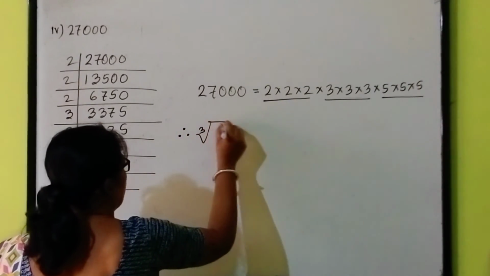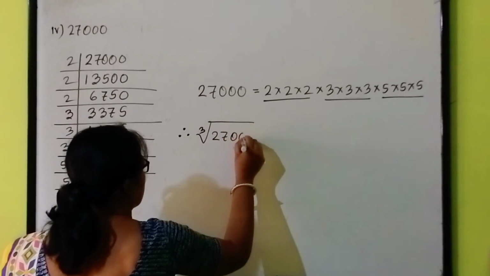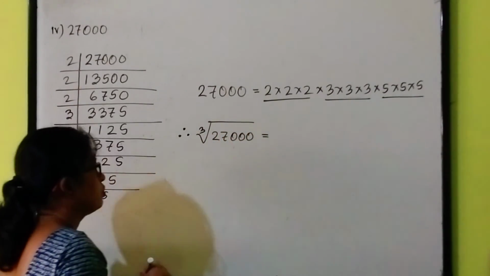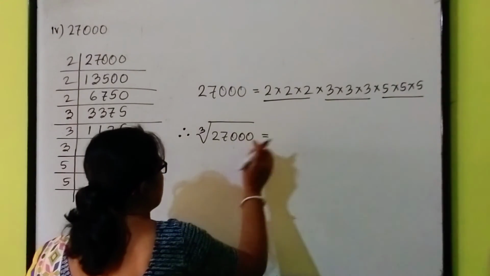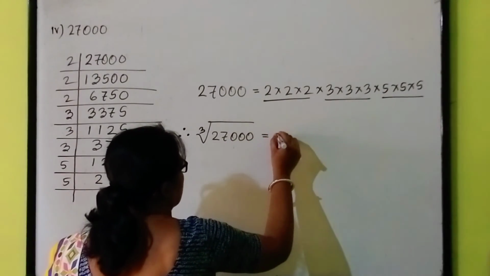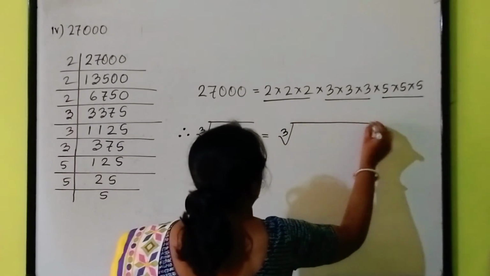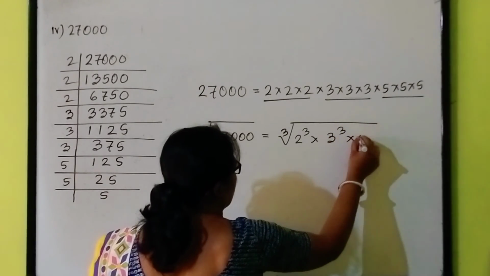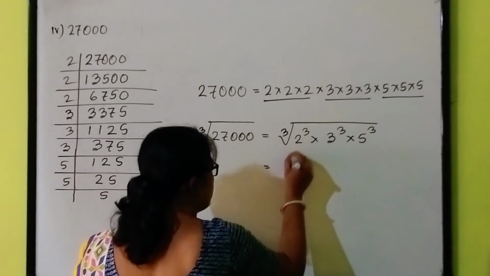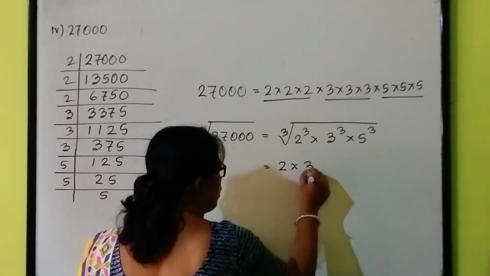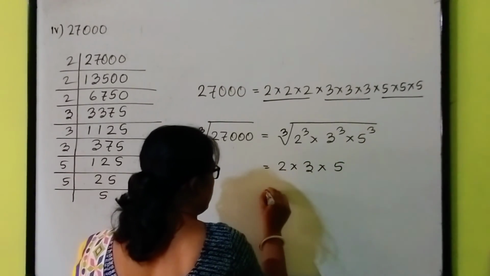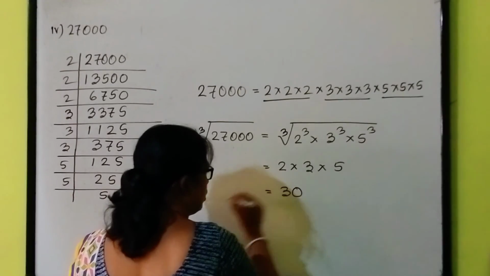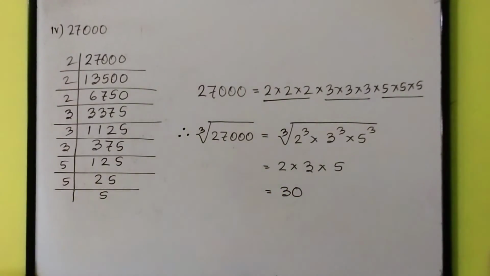Therefore, cube root of 27000 is equal to cube root of this, is how much? So here cube root, this is 2 cube into 3 cube into 5 cube. Okay? So from this 2 will come, from this 3 will come, and from this 5 will come. 2 3s are 6, 6 5s are 30. Okay, my dear students? Is it okay?